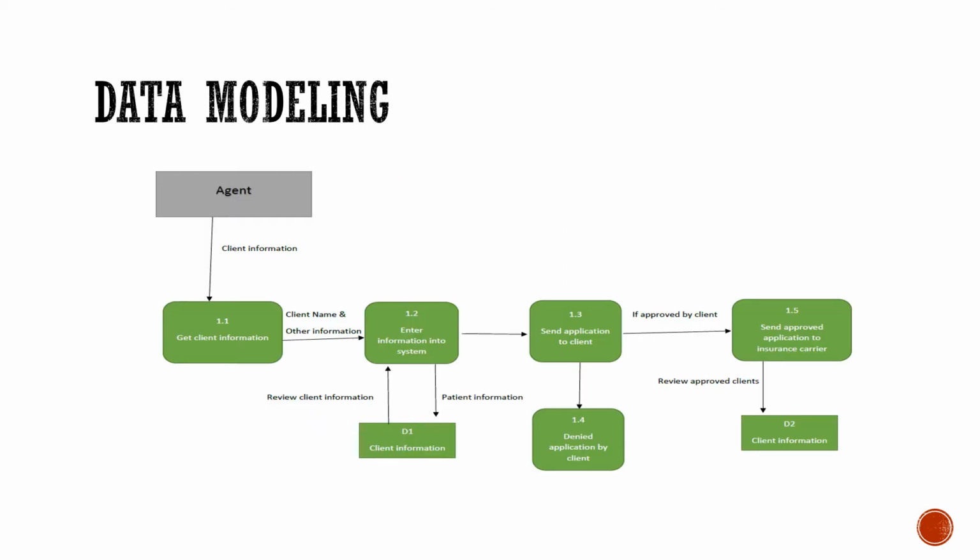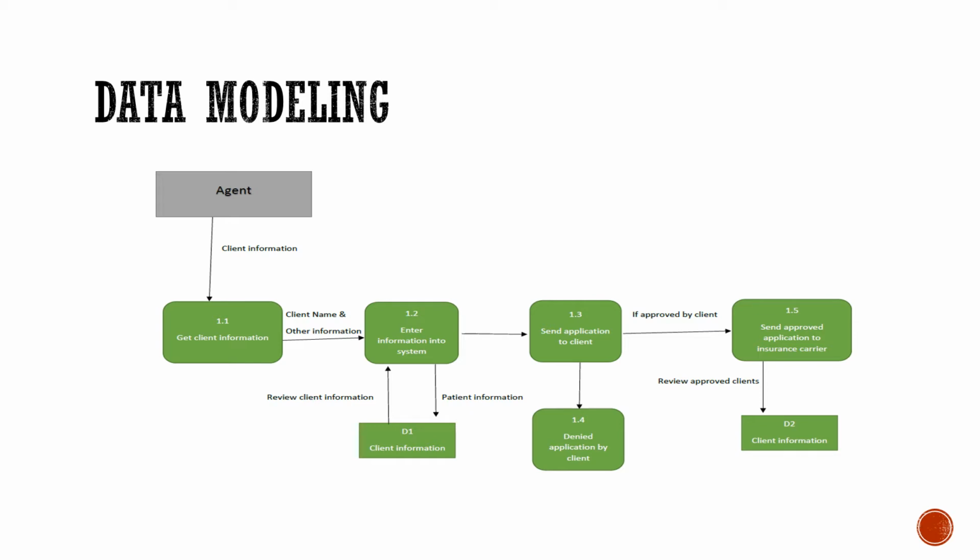So next we're going to take a look at some data modeling. As you can see, the flow here, the agent gets the client information and then takes that information, like the client name, for example, and enters it into the system. It goes into our database and pulls all the information we currently have on that customer, or requests more information if it's a new customer.